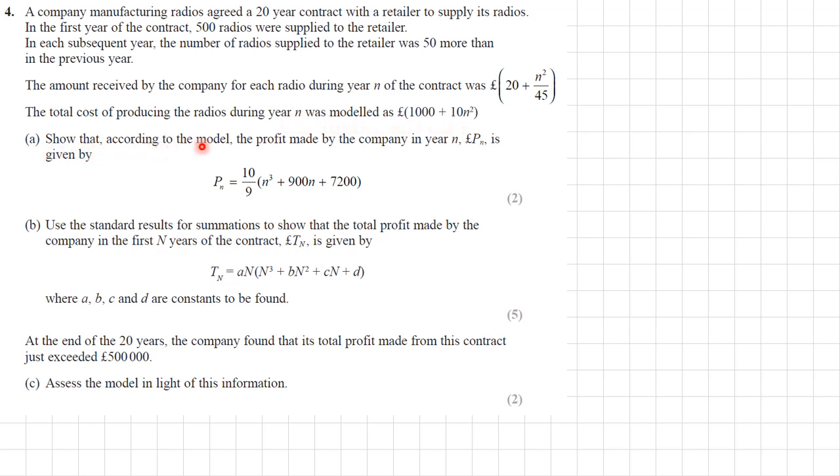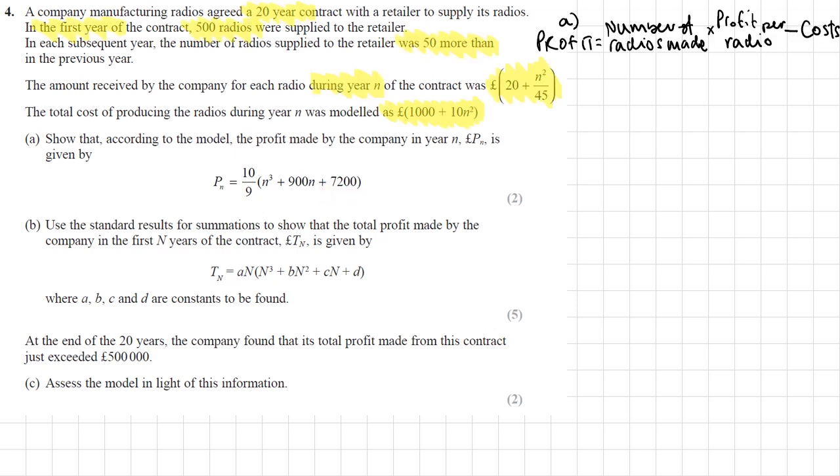Show that, according to the model, the profit made by the company in year N in pounds, P sub N, is given by P sub N is equal to 10 over 9 times N cubed plus 900N plus 7,200. Now, the first thing to note is, how are we going to make this profit? What's the profit made up of? Well, it's made up of the number of radios made times the profit per radio, and then you subtract your costs. Okay, so let's start with the number of radios made.